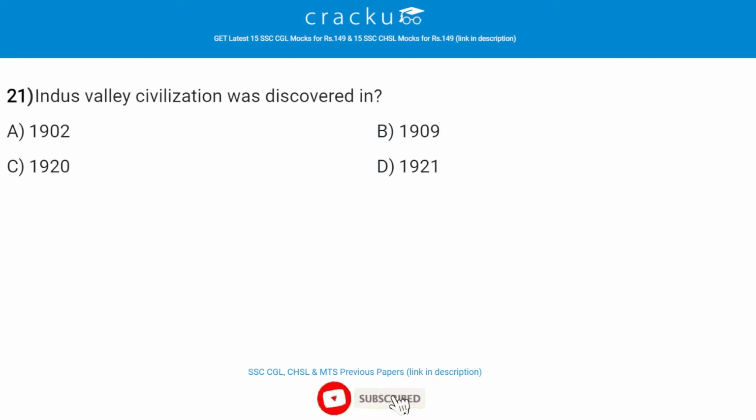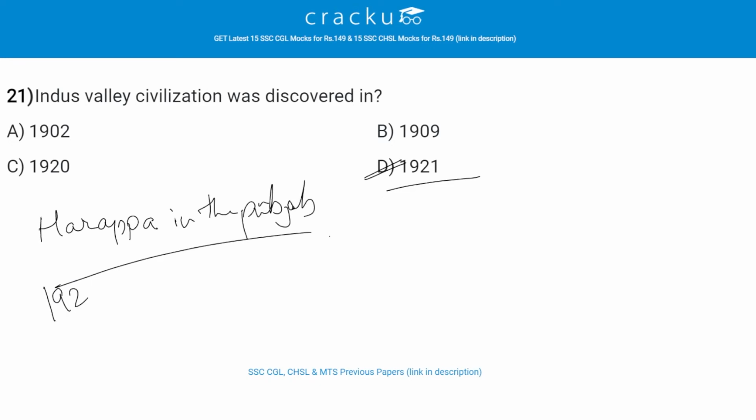The Indus Valley civilization was discovered in, the correct answer is D, that is 1921. So the civilization was first identified in 1921 at Harappa in the Punjab region, and then in 1922 at Mohenjo-daro near the Indus River in the Sindh region. Both sites are in present day Pakistan in Punjab and Sindh provinces respectively.